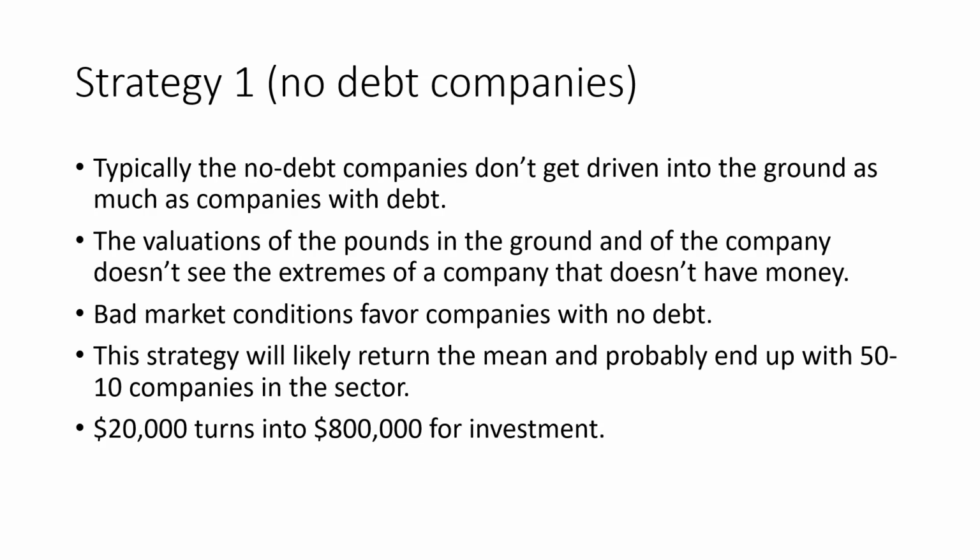So $20,000 turns into $800,000 for the investment. That's just saying you're going to end up with about half the companies in the sector, about 10 of them. And if you invest in companies with no debt, you're not going to get any of the extreme valuations. You're not really going to get any that go to 0, and you're not going to get the 100 bagger or the 1,000 bagger that we have in this scenario. So your return is going to be $800,000 for this investment.